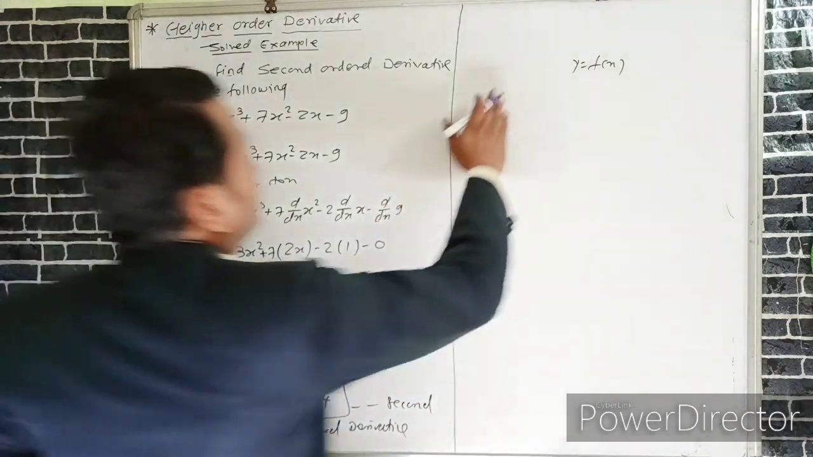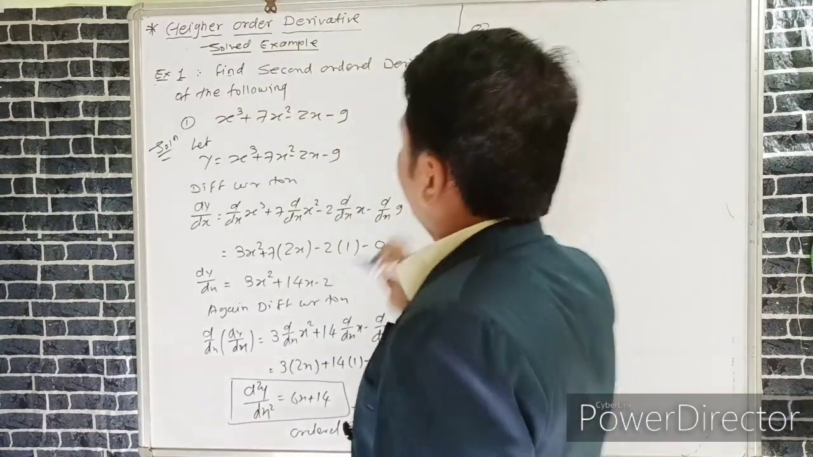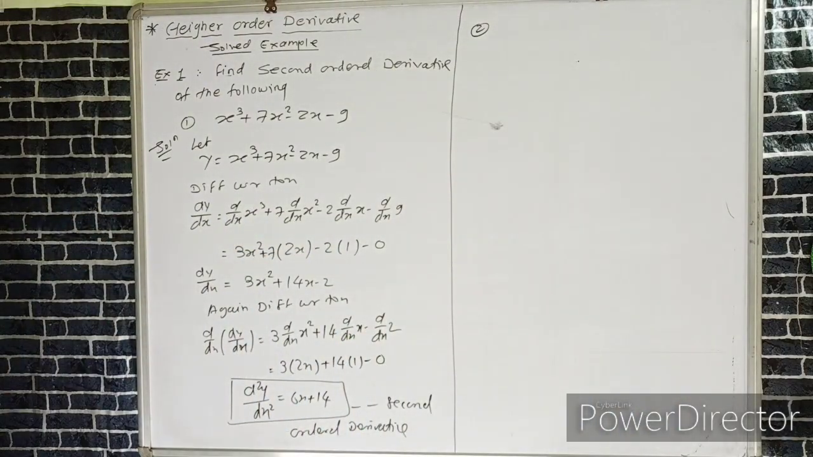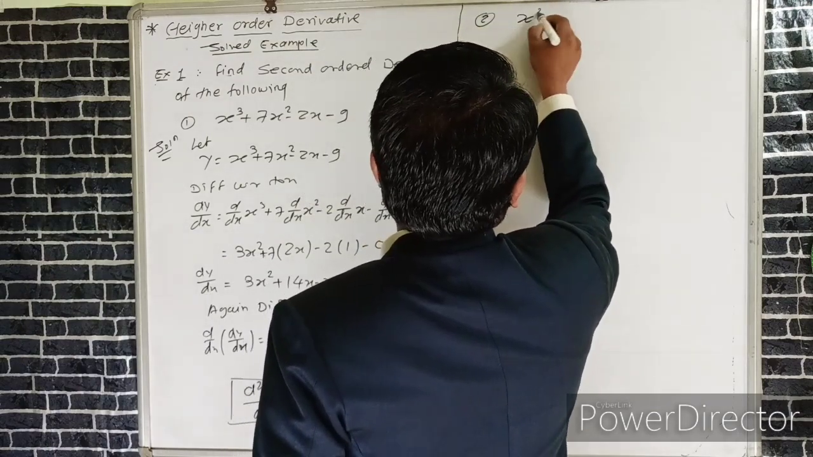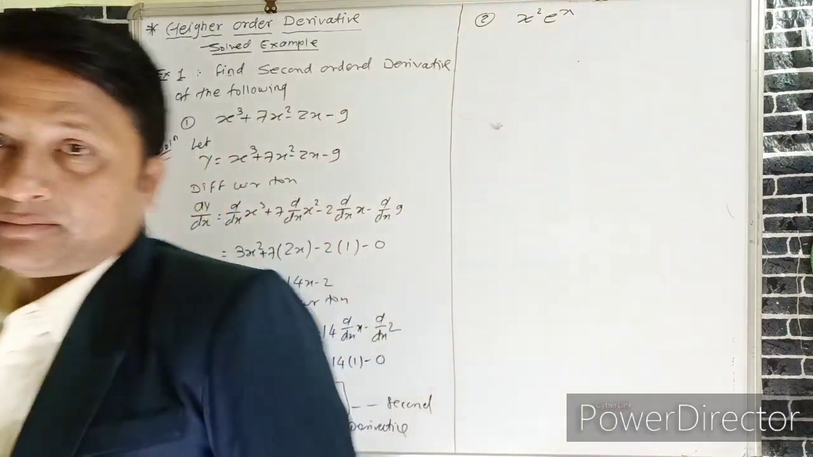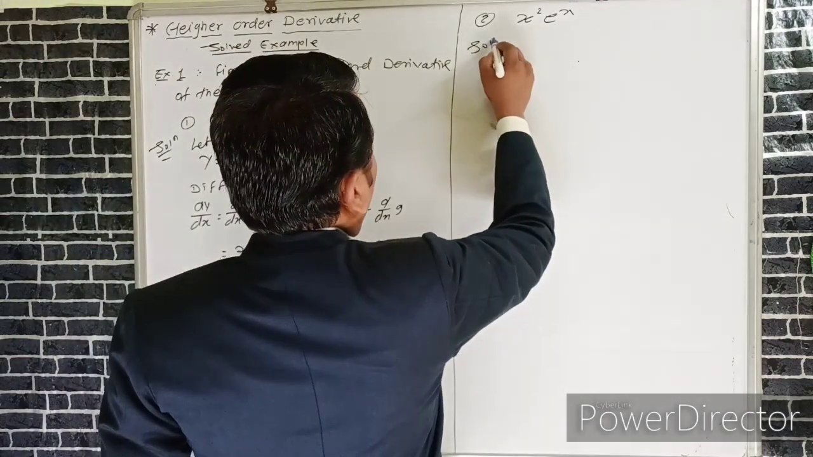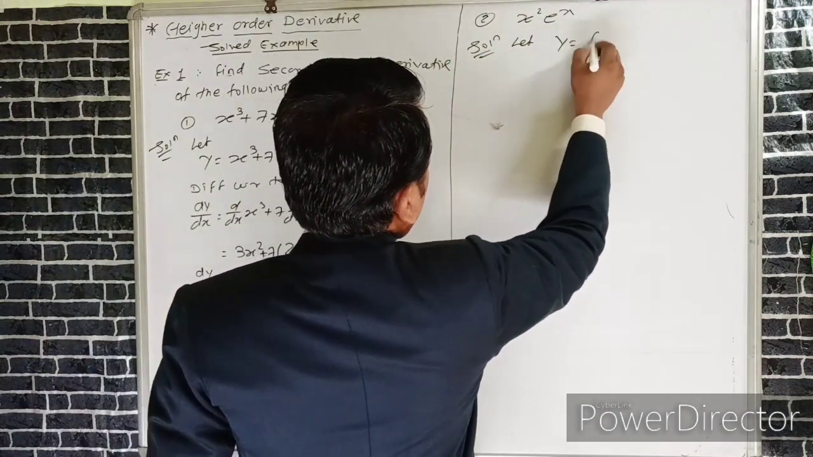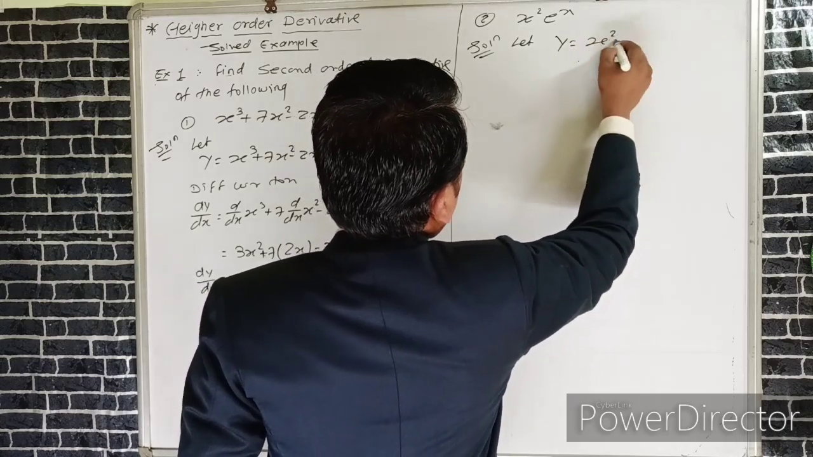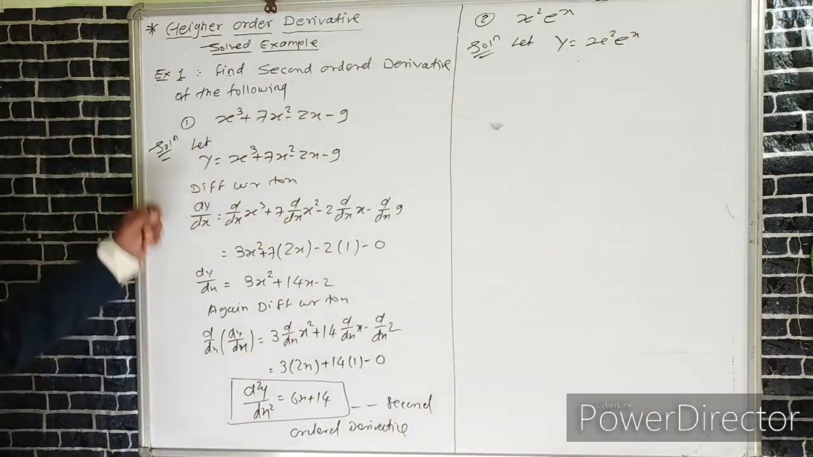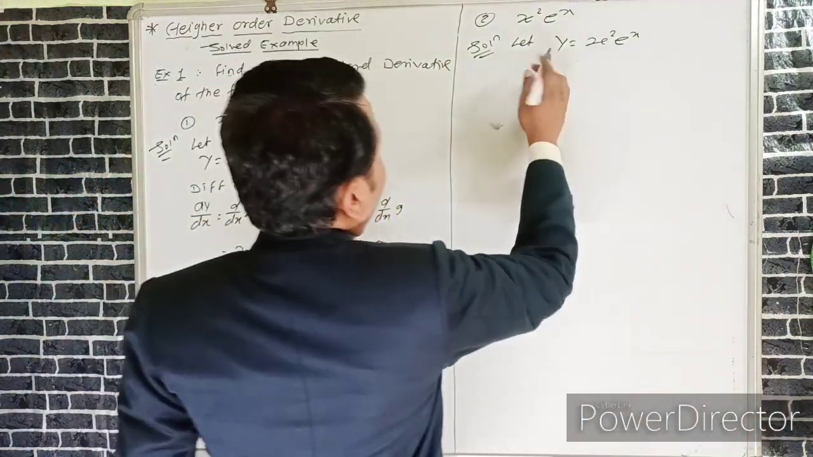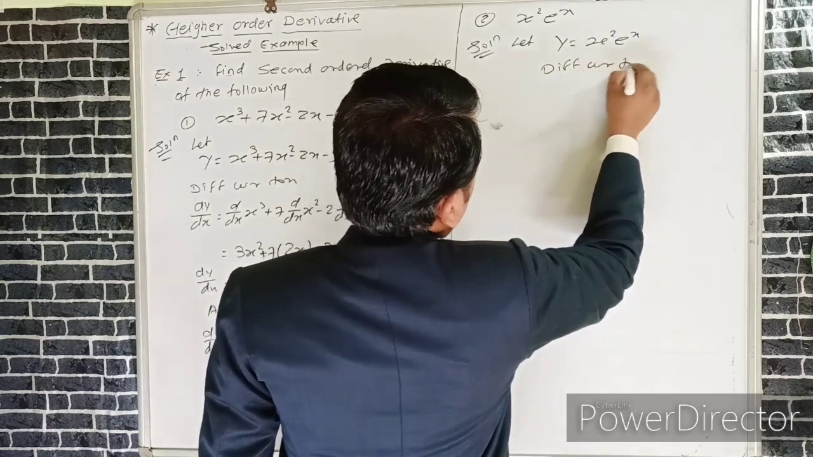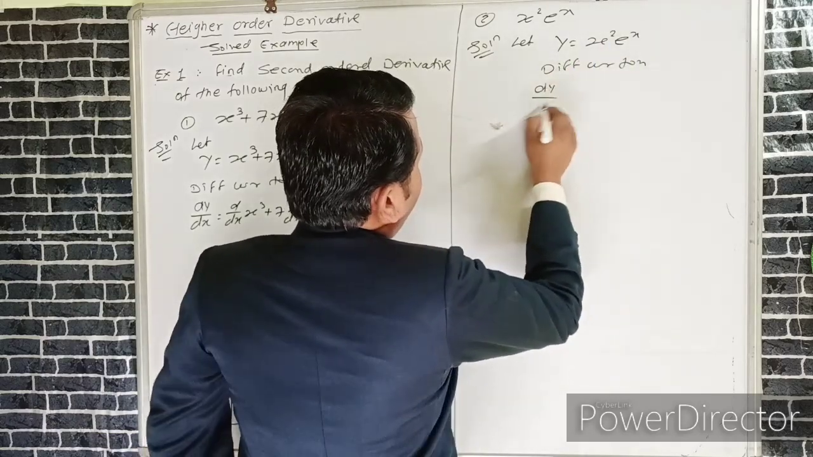Similarly, we can find the derivative in the second example, where we have to find the derivative of y equals x square into e to the power x. The function is x square into e to the power x. First we consider the given function y equals f of x, where f of x means x square into e to the power x. To find the second order derivative, we differentiate first with respect to x, the derivative of y, which is dy by dx.